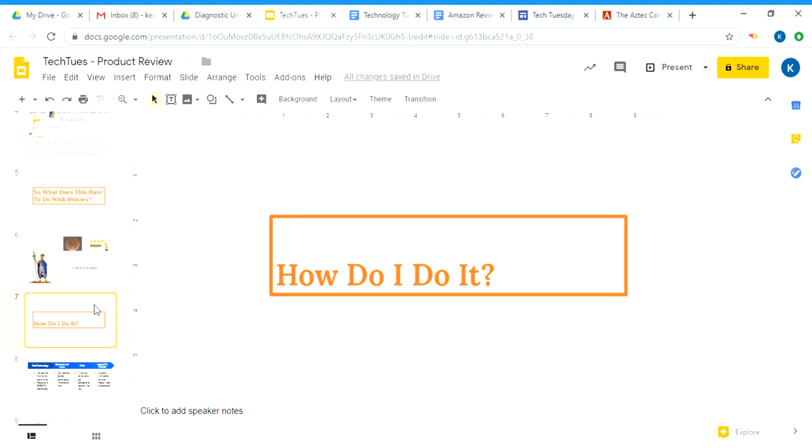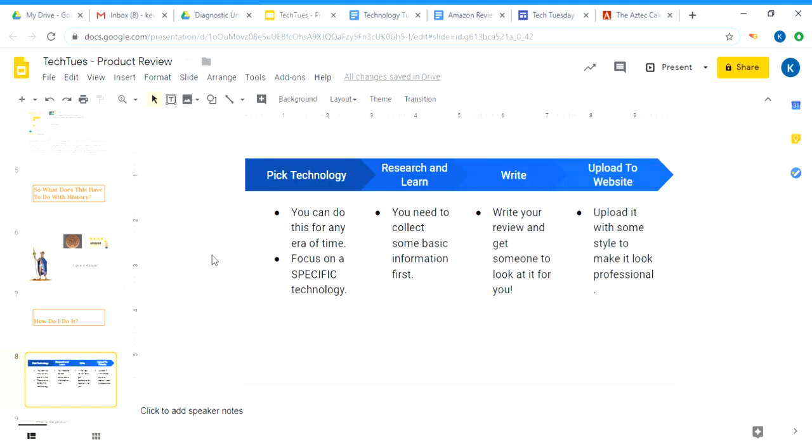So how do I do it? Well, there's 4 steps. First, you need to make sure you know what era of time you're working in, and you need to pick a specific technology. You need to be as specific as possible. Then you need to research and learn some basic information about your technology. Wikipedia is a good start, Google is a good start, or asking your teachers for help is another good start. After you've collected your information, you need to write your review, and of course, ask someone to look at it for you. Then you need to upload everything to the website.